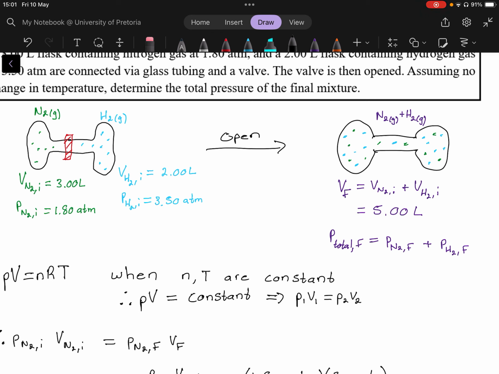And I kind of like these kinds of questions. I like the little bulbs. I hate drawing them, but I like thinking about them.